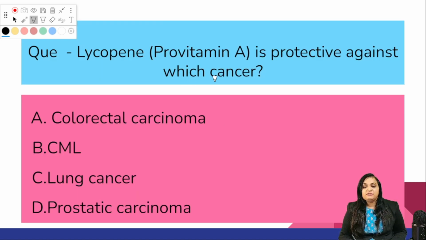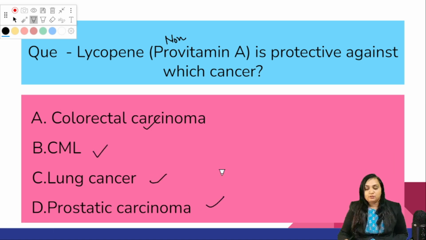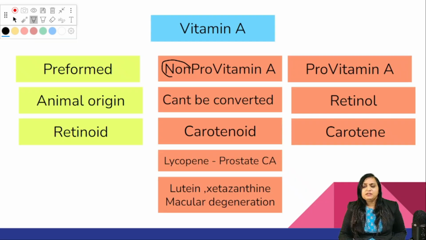Lycopene, that is protective against which cancer? It is non-provitamin A. Is it colorectal carcinoma, CML, lung cancer, or prostatic carcinoma? This is also revision. Lycopene is non-provitamin A, which gives protection against prostatic carcinoma. It is called non-provitamin A because it cannot be converted to retinol.